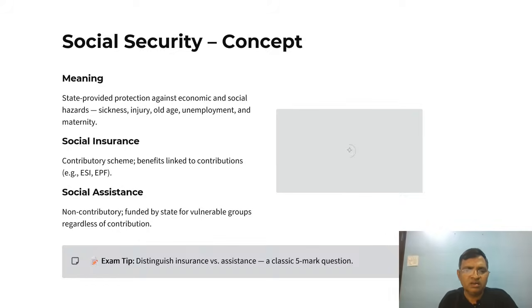Exam tip, what you have to remember: distinguish between insurance and assistance, as they may ask it for 5 marks. Social insurance includes benefits linked to the contribution, like ESI and EPF. Social assistance means that without contribution from the employee, the state government should help the vulnerable groups regardless of contribution.